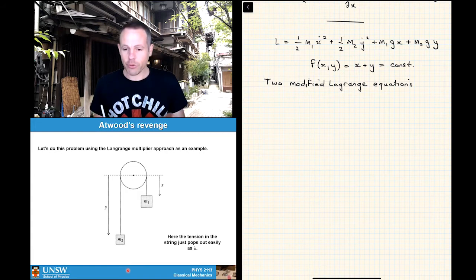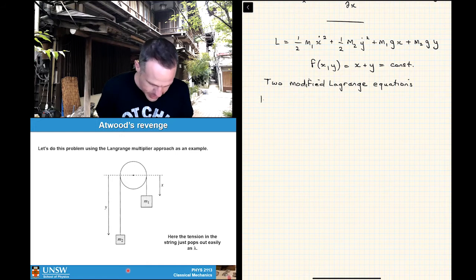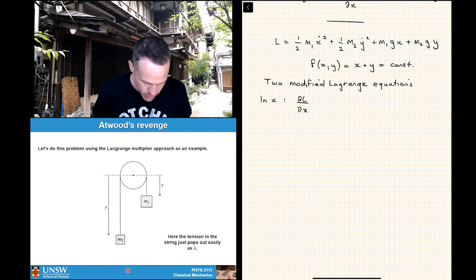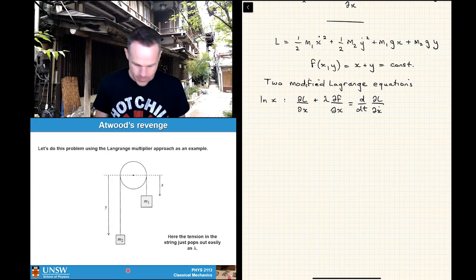Okay, so we've got two modified Lagrange equations. They're the ones that we just did, okay? So the first one is in x, and it's dL/dx plus lambda dF/dx equals d/dt dL/dx dot, okay?